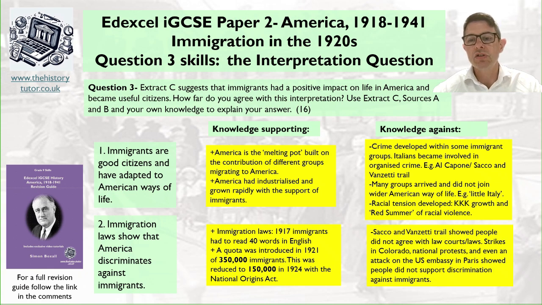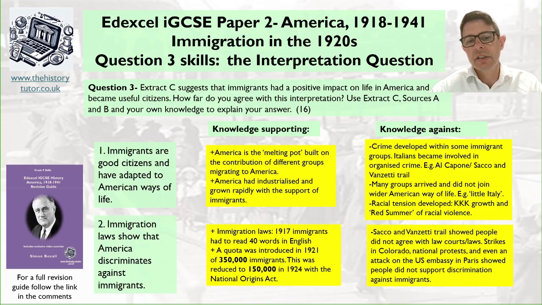Many groups arrived and did not join wider American life. So Little Italy, for instance, people didn't necessarily join in. There was a segregation in America to some extent. Of course, racial tension developed, the KKK growth, the Red Summer. These suggest a racial and cultural difference and violence developing. The last bit of planning then.